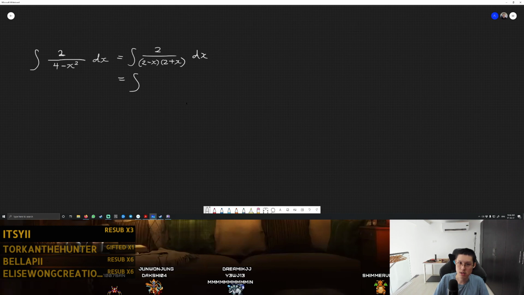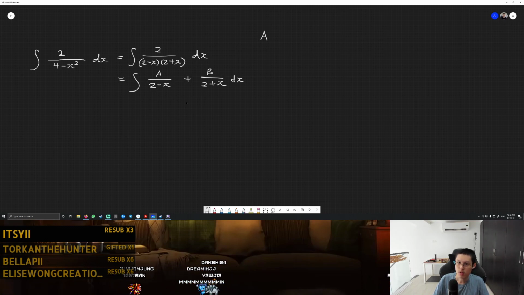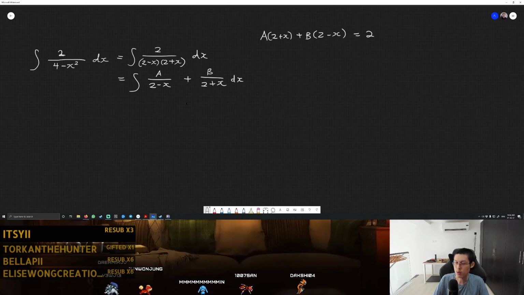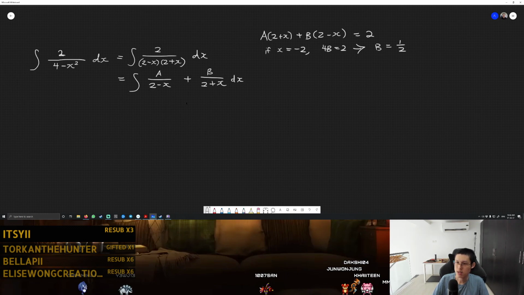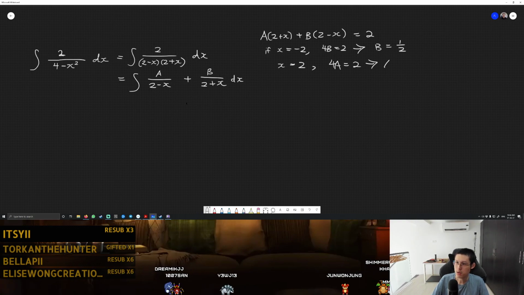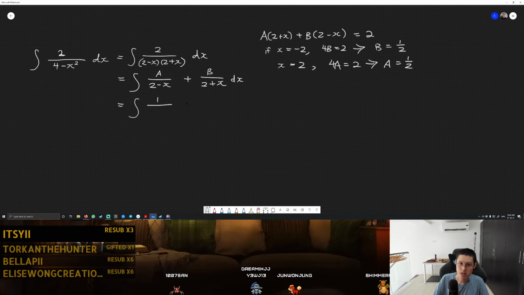And then you can split this into 2 partial fractions like this, a over 2 minus x, plus b over 2 plus x dx. So a(2 plus x) plus b(2 minus x) is equal to 2. So if x is equal to -2, a cancels, so we're left with 4b equals 2, therefore b must be a half. Now if x is equal to 2, then 4a is equal to 2, which means a is equal to a half.